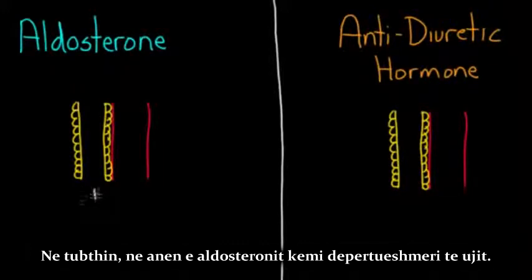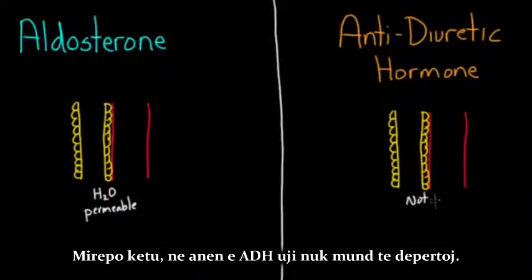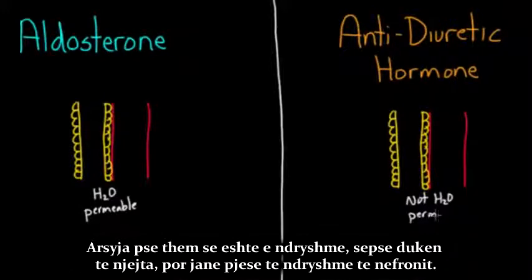And in this tubule, we know that on one side, on this aldosterone side, we have water permeability. So this membrane that separates the two, or this layer of cells, is water permeable. But over here, on the ADH side, this is not water permeable. And the reason I'm saying it's different is because although they look the same, these are different parts of the nephron, right? Different parts of the nephron.